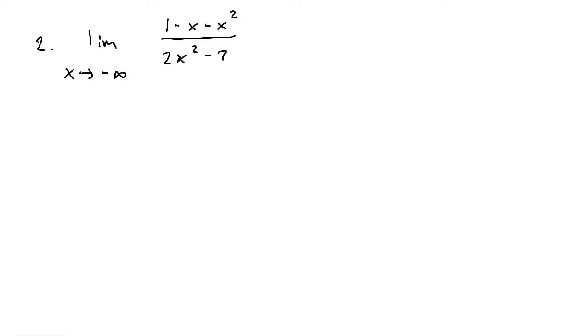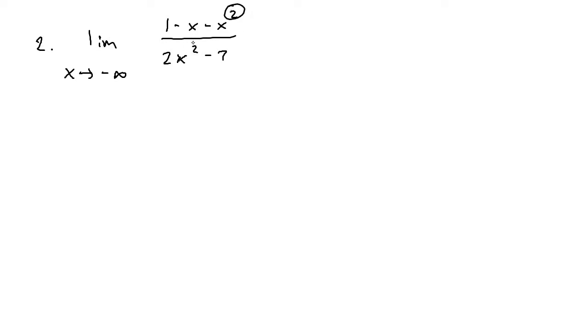So now for number 2, we have the limit as x approaches negative infinity of (1 minus x squared) over (2x squared minus 7). Once again, we're going to have to look at the highest degree of the numerator and denominator. The highest degree of the numerator is going to be that negative x squared. The highest degree of the denominator is going to be 2x squared. Realize both of these have the same exact degree of 2.